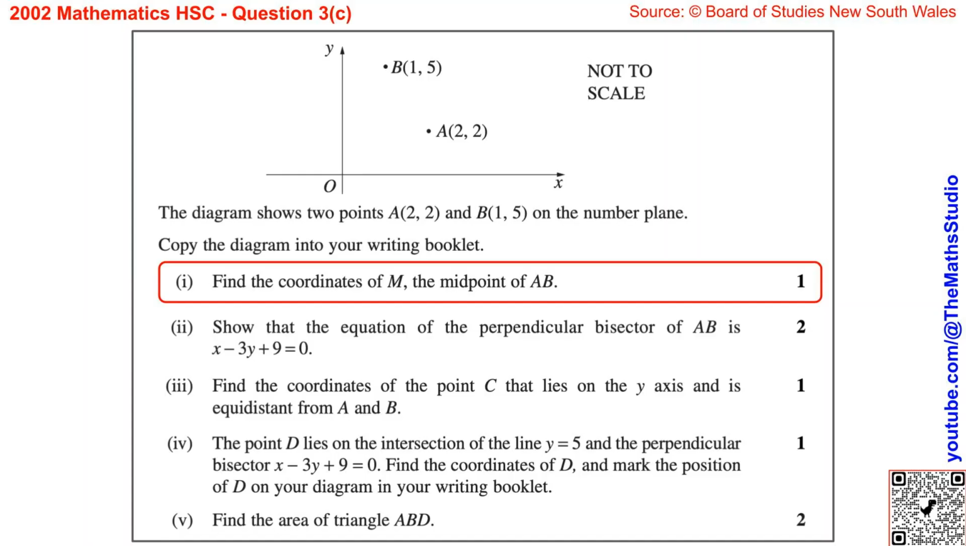Question 3, Part C. The diagram shows 2 points A (2, 2) and B (1, 5) on the number plane. Copy the diagram into your writing booklet. Part 1. Find the coordinates of M, the midpoint of AB.